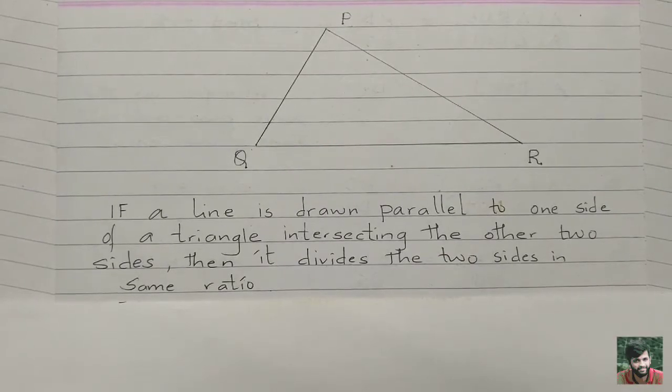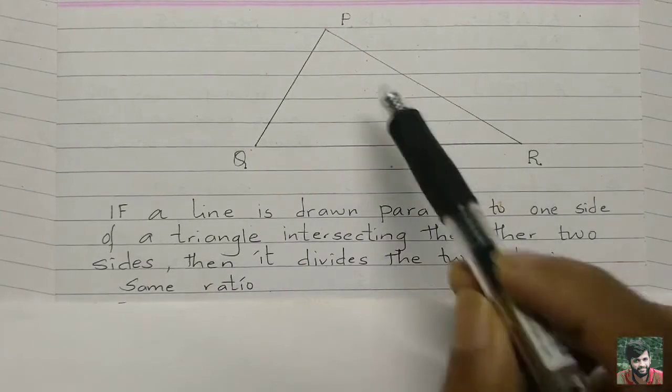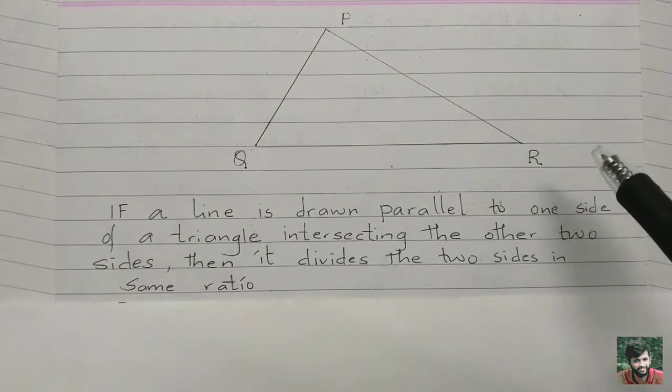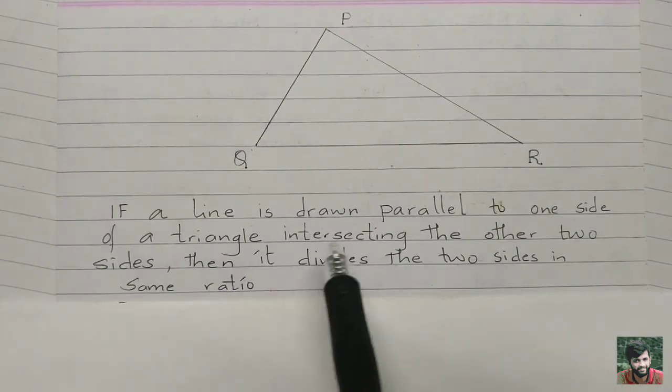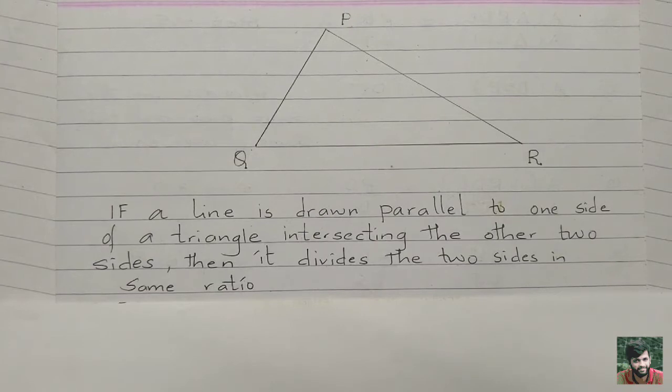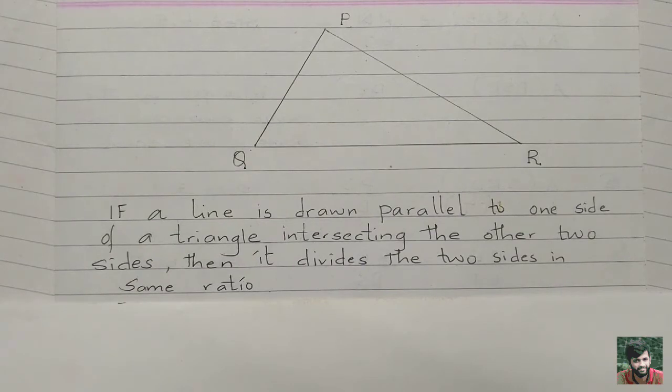I have a triangle over here which is PQR, and the theorem states that if a line is drawn parallel to one side of a triangle intersecting the other two sides, then it divides the two sides in the same ratio. I hope you are able to understand something here. If not, I'm happy to help you out.